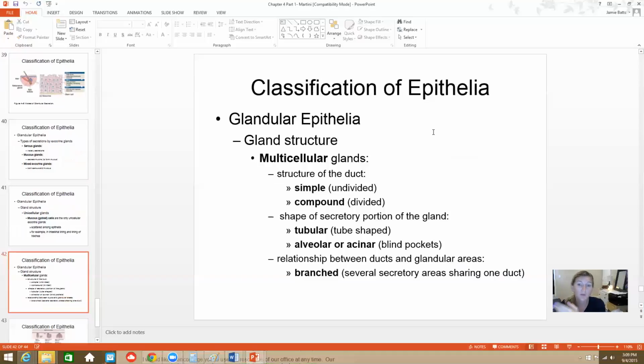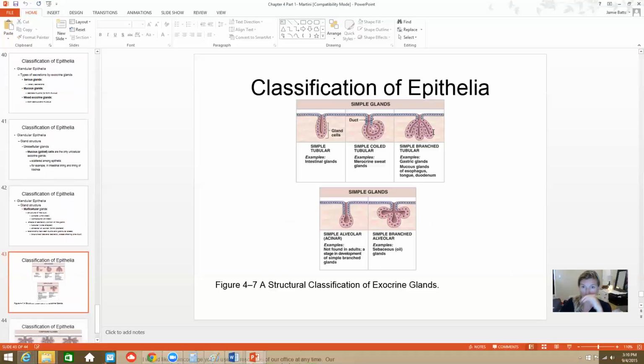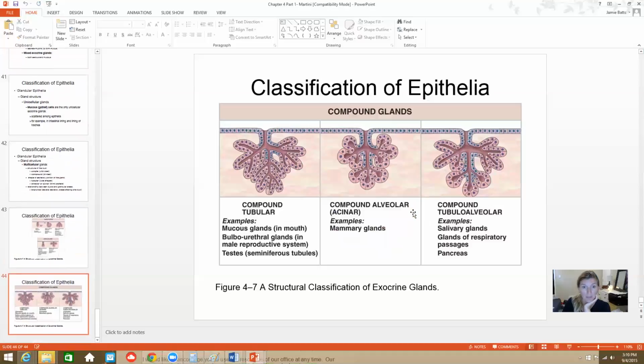So they can be simple, they can be compound, they can be shaped like a tube or shaped like a pocket, and so they're classified in different ways. A simple gland is just like one little pocket, right? These are all simple glands. Tubular is just a tube. Coiled means it's coiled, or branched tubular means there's several branches, but it's still shaped like a tube. Same thing with alveolar. Alveolar is more like a pocket than a tube, and it can be branched or simple as well. We look at compound glands, and there's lots of branching that occurs. Here's a compound tubular, compound alveolar, or compound tubular alveolar, which is all of the above.